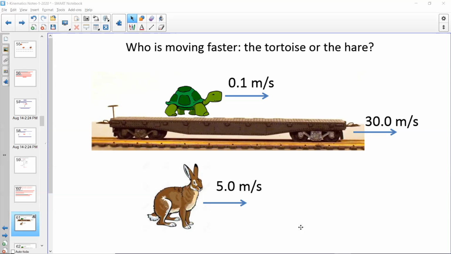Okay, a lot of people, I think everybody so far, are saying the turtle, the tortoise. If we're saying the tortoise is faster, and that's a logical conclusion, what we really mean is the tortoise is faster relative to the ground. Relative to the ground, how fast is the tortoise moving?